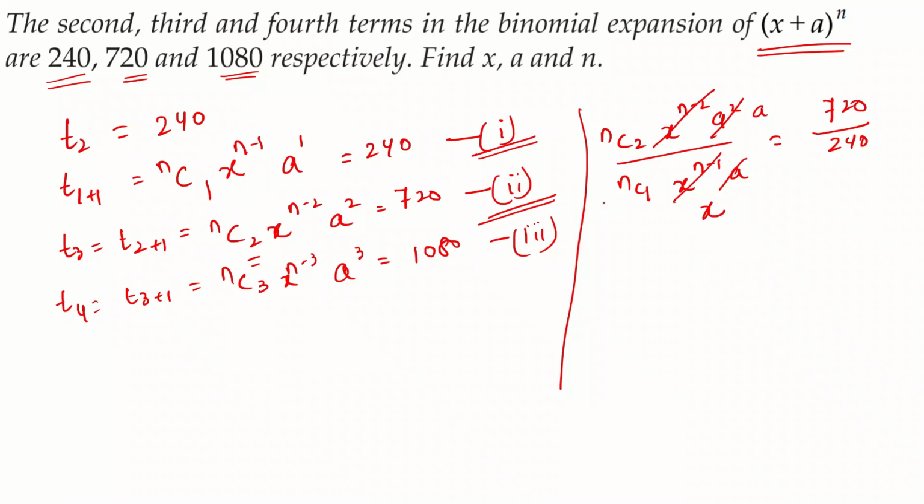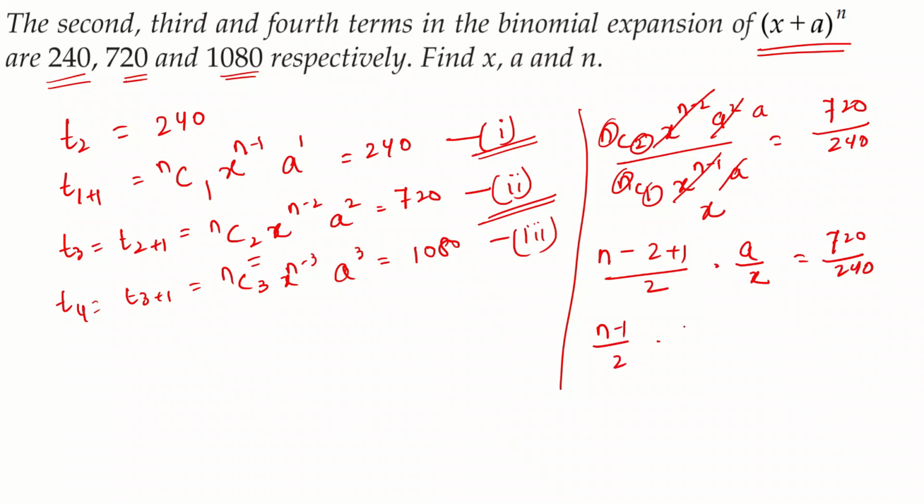And what is nC2 by nC1? We can apply the formula. Remember, the heads are equal and the tail is 1 more than this tail. So it is (head minus tail plus 1) by tail into a by x is equal to 720 by 240. So I get this. Alright, so what is n minus 2 plus 1? It is (n minus 1) by 2 into a by x is equal to, what is 720 by 240?